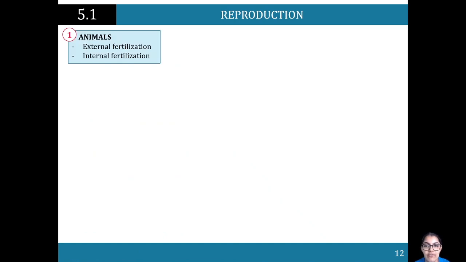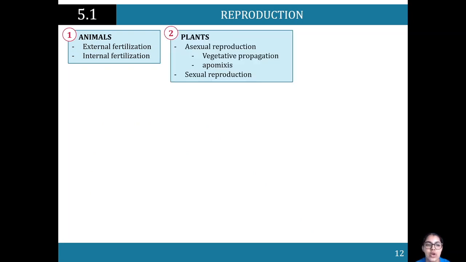So let's talk firstly about reproduction. You looked at external and internal fertilization in animals, and you would have looked at asexual reproduction, which includes vegetative propagation and apomixis in plants, and also sexual reproduction. So you should essentially know.